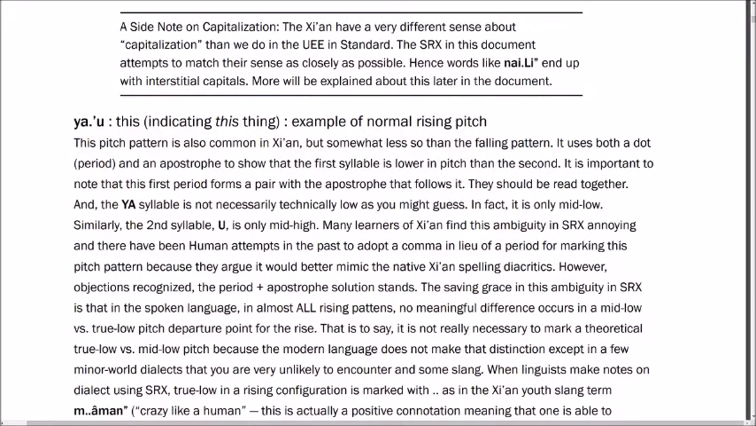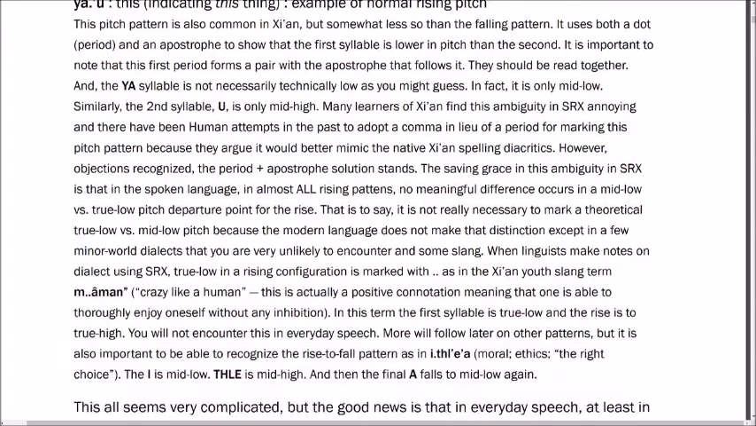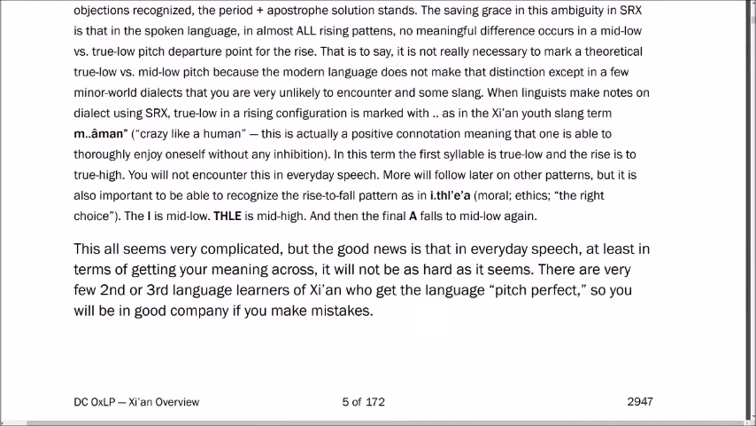That is to say, it is not really necessary to mark a theoretical true low versus mid-low pitch, because the modern language does not make that distinction except in a few minor world dialects that you are very unlikely to encounter and some slang. When linguists make notes on dialect using SRX, true low in a rising configuration is marked with a special symbol, as in the Xi'an youth slang term amon, crazy like a human. This is actually a positive connotation, meaning that one is able to thoroughly enjoy oneself without any inhibition. In this term, the first syllable is true low and the rise is to true high. You will not encounter this in everyday speech.